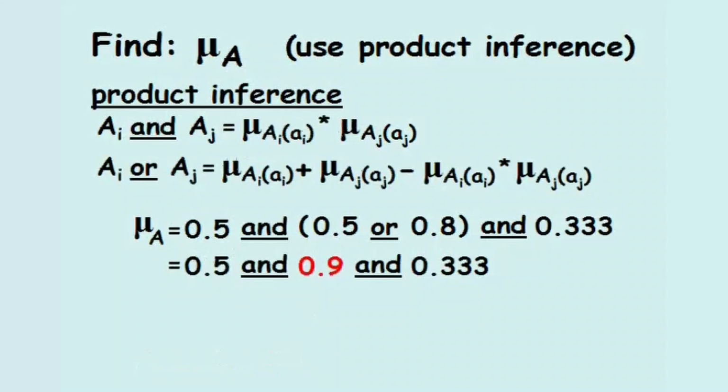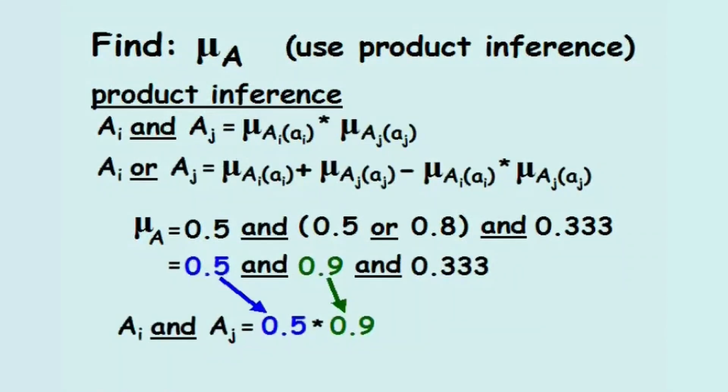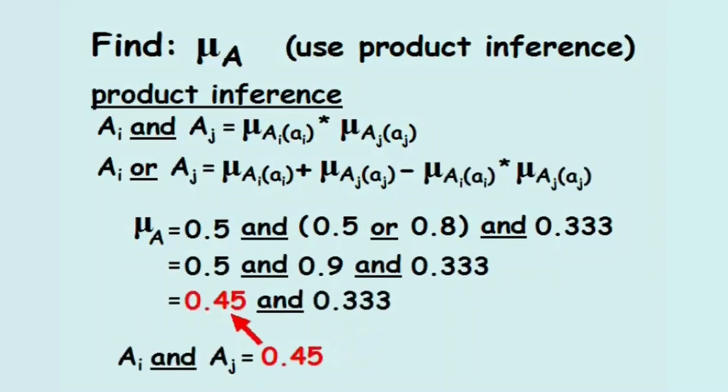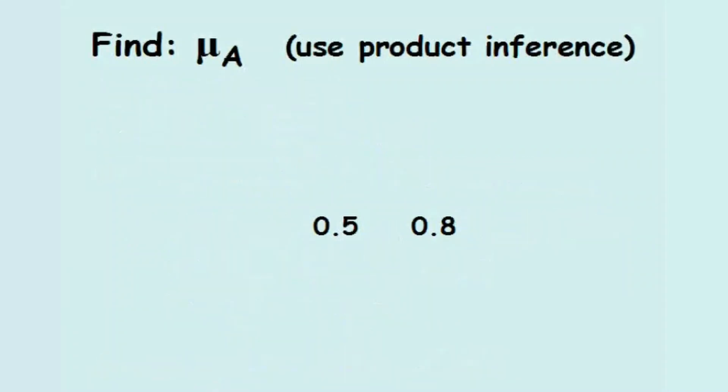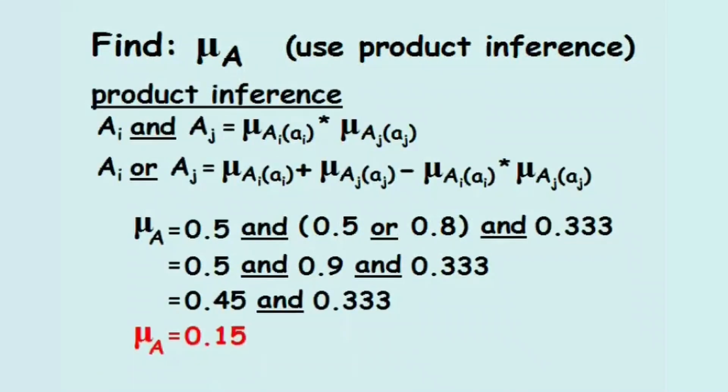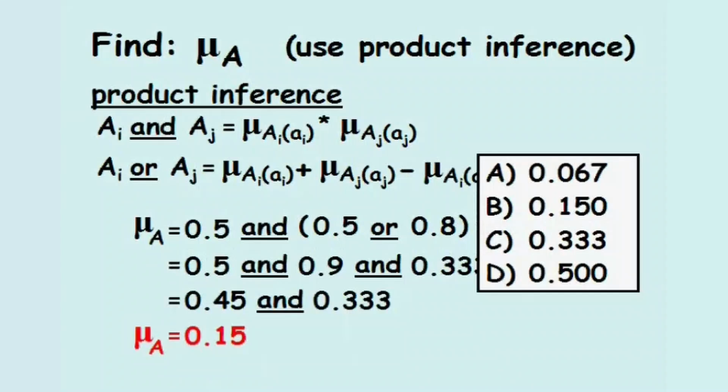Next, the AND product inference is used twice. Once to multiply 0.5 and 0.9, which equals 0.45, and a second time to multiply 0.45 and 0.333, which computes to 0.15. When reviewing the possible solutions, the answer is B.